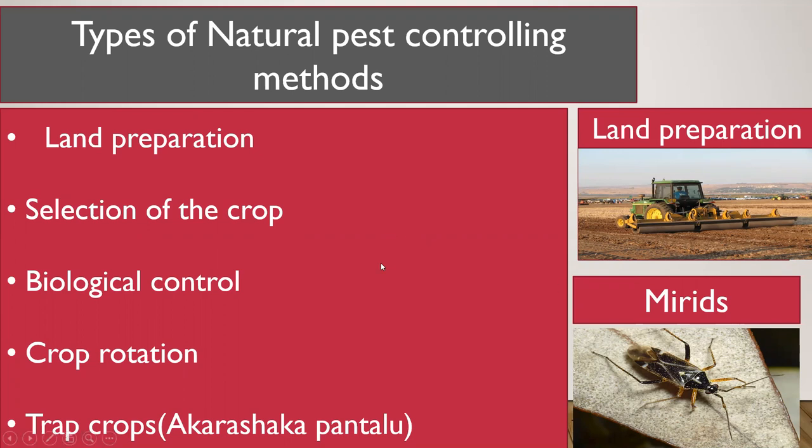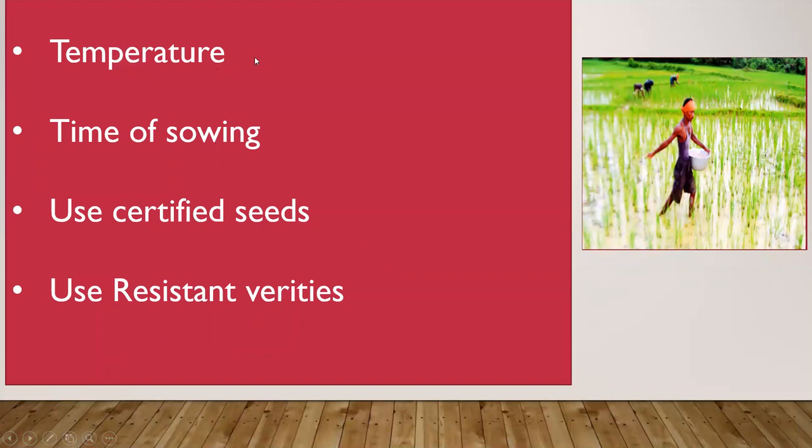Another method: temperature is also one of the essential factors to control the pests in our fields. Next, time of sowing seeds. Use certified seeds. Use resistant varieties. Temperature also plays an important role. At a particular temperature, these pests and insects can't grow. They are inactive in nature. If the seeds or our fields are at that particular temperature, the temperature is helpful to escape from the pests, to decrease the loss.